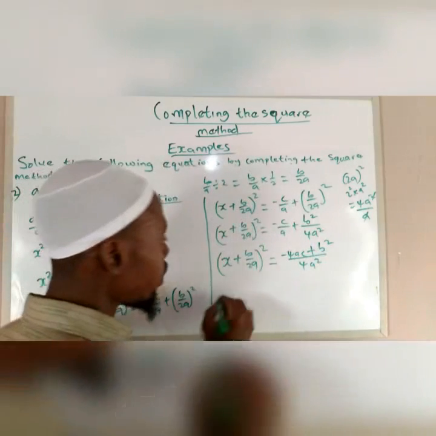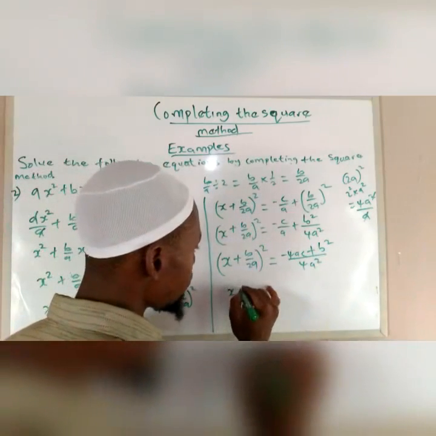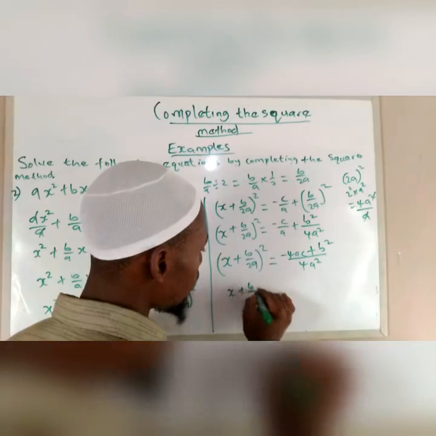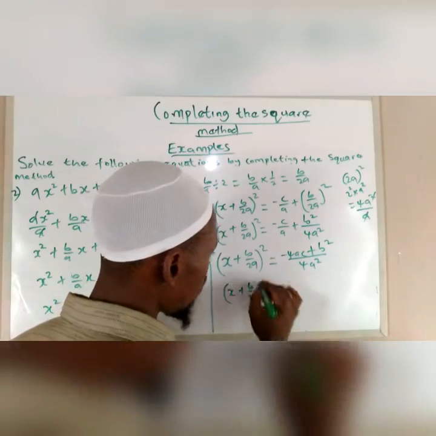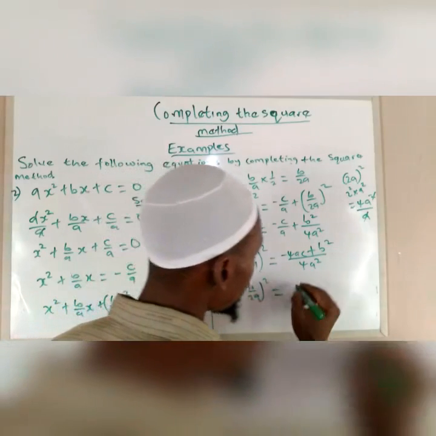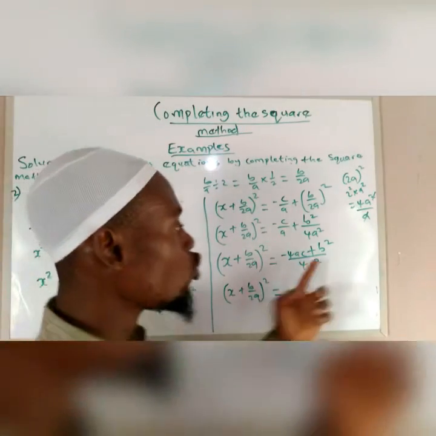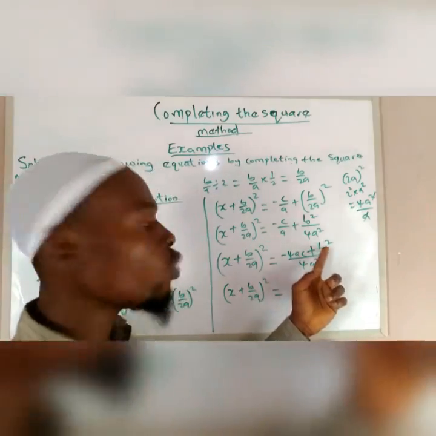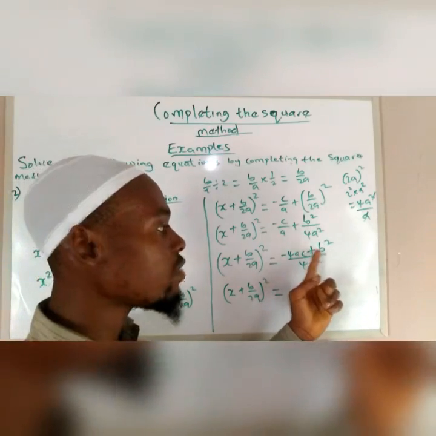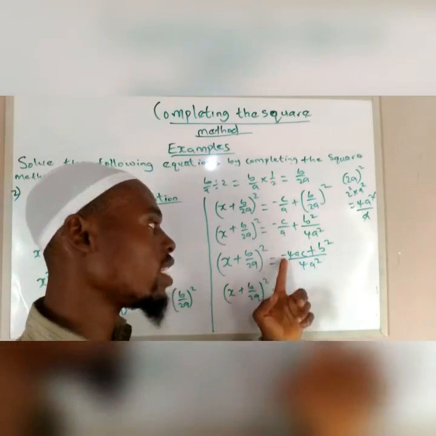And now we are left with x plus b over 2a all squared to be equal to, now in mathematics it is allowed for you to write the one with the positive sign first before the one with the negative sign.